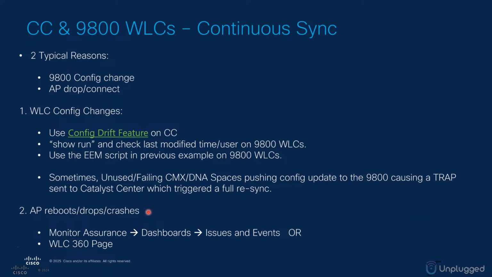To better allow you to troubleshoot that, you can go to the monitor assurance issues and events page on assurance and see that these APs have gone down, how many times they've gone down, and if they're back up. Or you can go to the WLC 360 page for the WLC that should be servicing them and check it out from there. That could pose a problem if you're running N+1, things of that nature, but it's just another place we can go to.